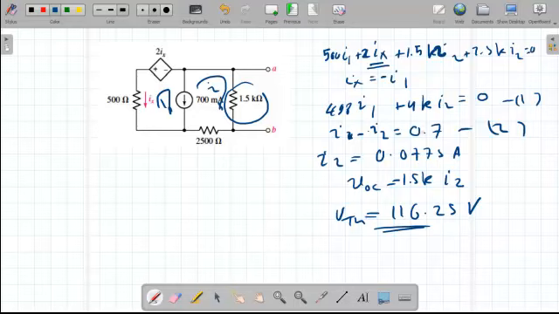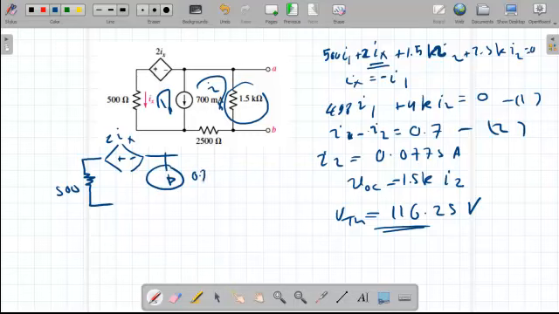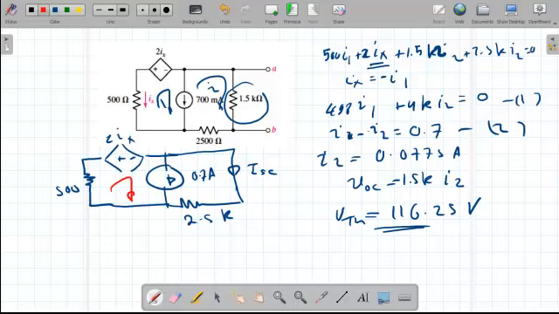For the short circuit current, we just redraw the same circuit here. We have 500, we have plus minus 2ix, we have 0.7 amp. But when this is short circuit, the 1.5 kilo ohm will not be in our circuit. So I will redraw this. This becomes I short circuit, and this is 2.5k, the same. So I will call them I1 and I2. My short circuit current will be just I2.